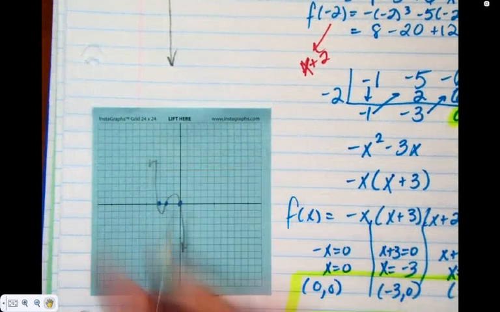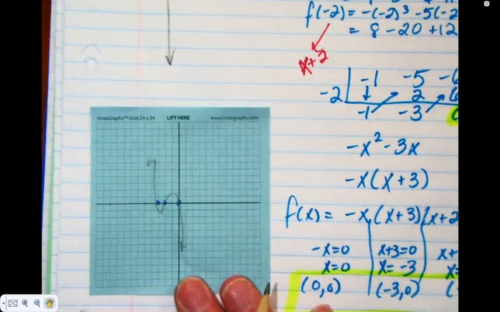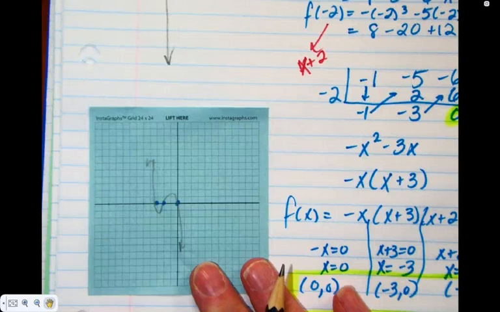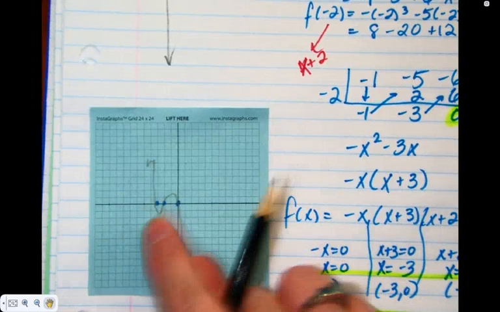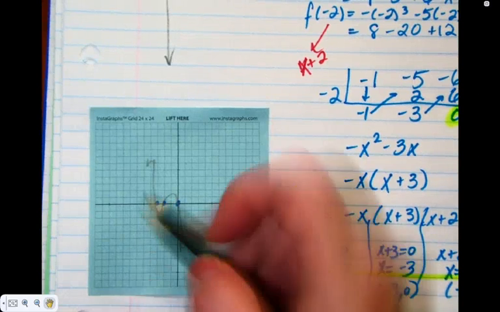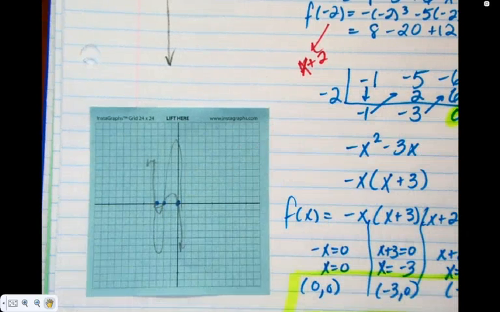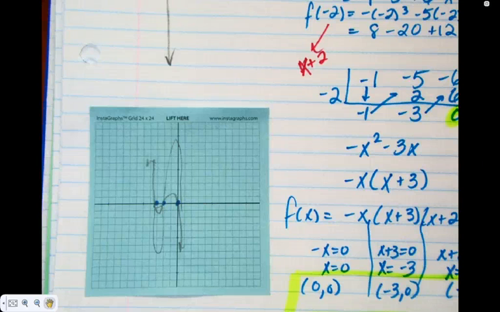But I know that has to be the general shape because it's cubic, because of the end behavior, because of the number of max mins. What I don't know is the height of the max mins. I don't know, is it really shallow? Is it really long? Is it really high? I don't know the height. That's the only thing I'm missing.